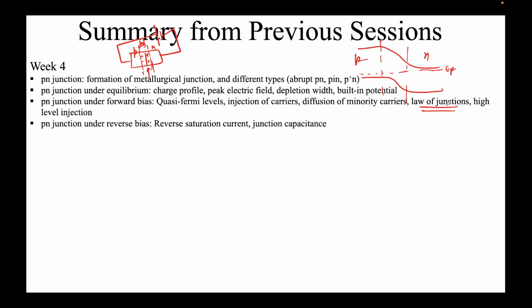And the law of junctions. The law of mass action is np equal to ni squared. Similarly, the law of junctions is np equal to ni squared e to the power qVa over kT. Here ni is the intrinsic concentration, and Va is nothing but the applied potential that you have there.